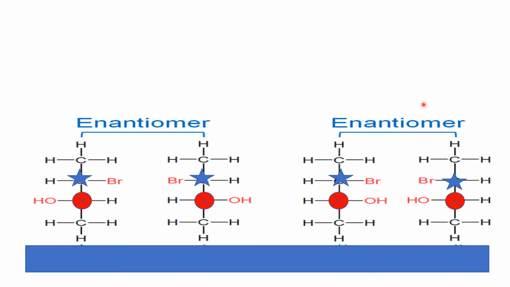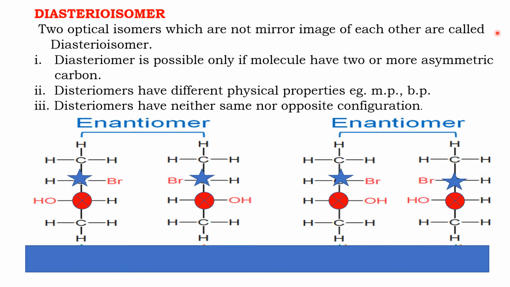Now I have two pairs of enantiomers, 1 and 2, 3 and 4. 1 and 2 are connected as object and mirror image. 3 and 4 are connected as object and mirror image. But 1 and 3 are not connected as object and mirror image, and 2 and 4 are not connected as object and mirror image. But all these are optical isomers. So we bring a new term called diastereomers or diastereoisomers.